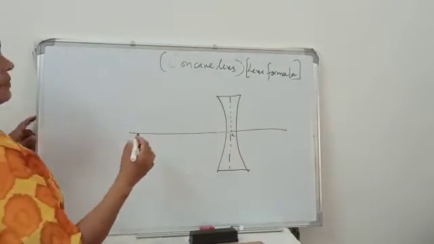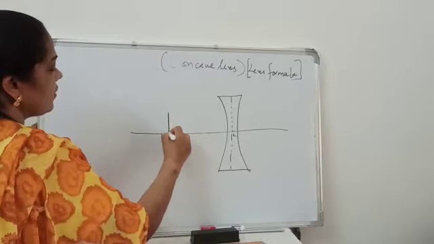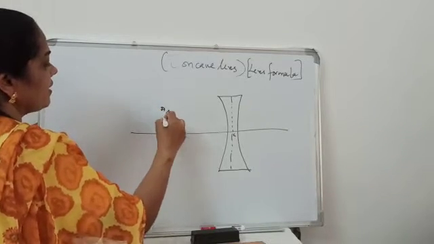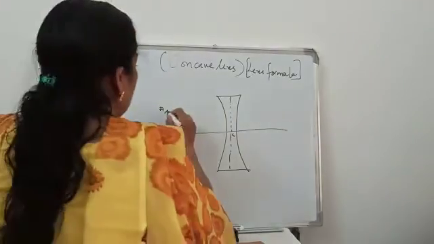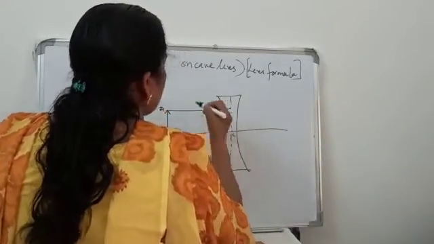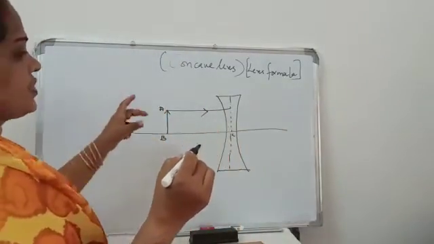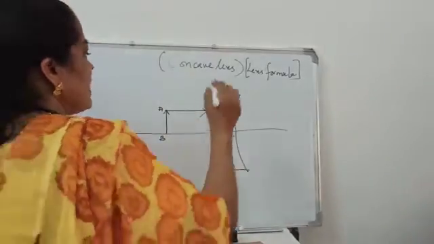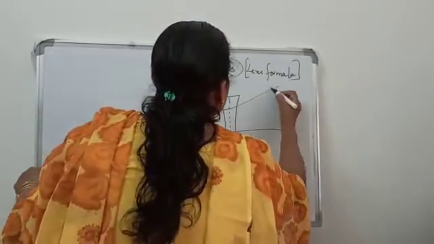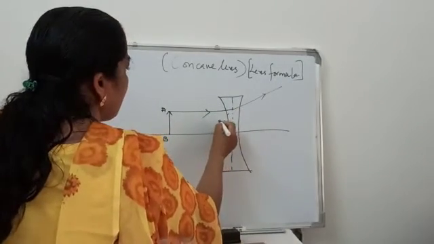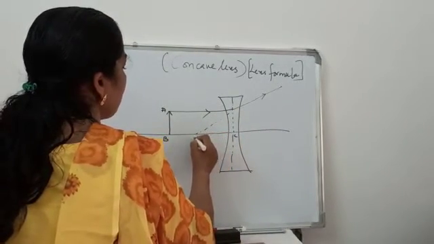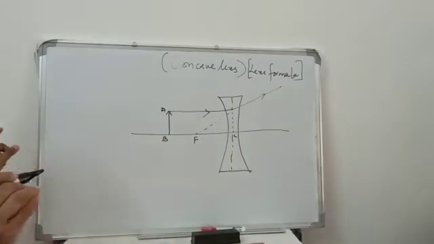Let us place the object anywhere. So when I place the object over here, a ray of light from A parallel to the principal axis after refraction diverges. That's why it's called a diverging lens. It diverges. But when extended, it appears to come from the point F.